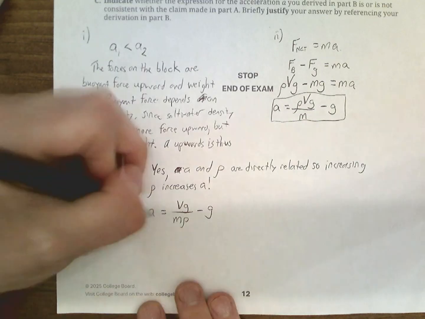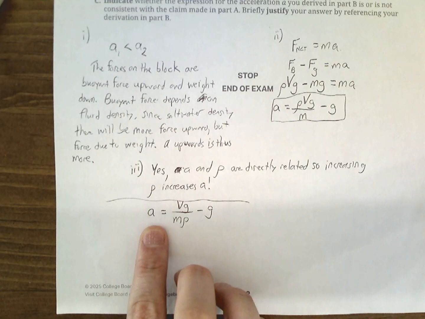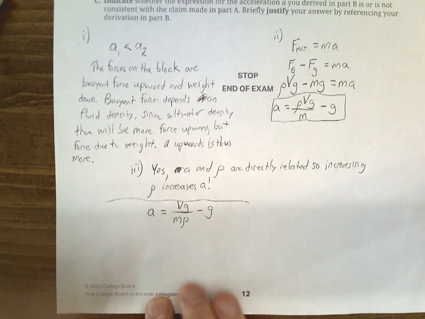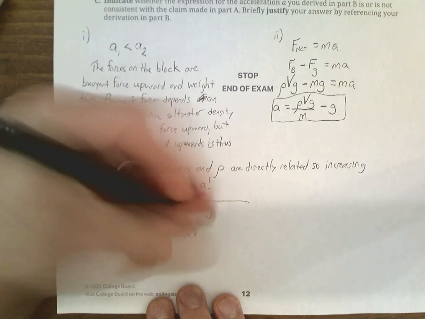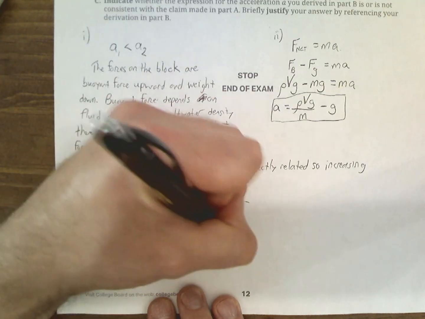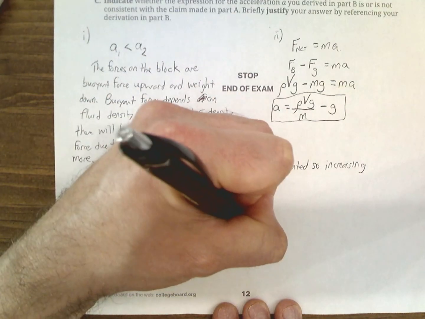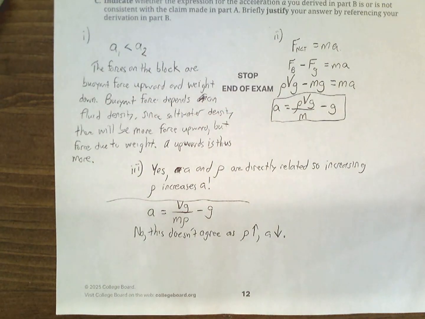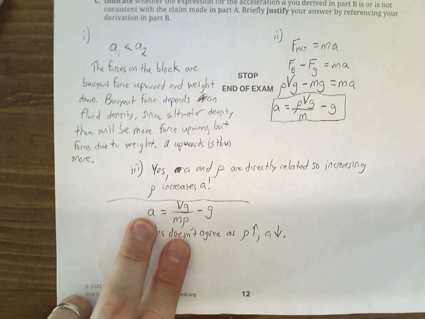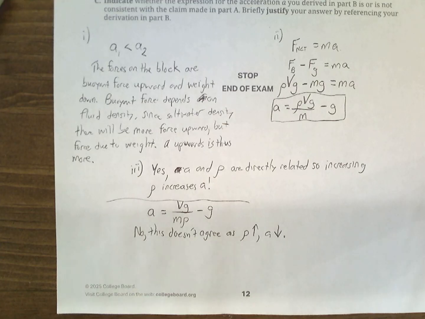It does not agree. So if you got part B wrong and you wrote something like this, stick with your guns. Say, no, this doesn't agree. As rho goes up, A goes down. And then they see that you interpret what an equation like this looks like, and that you still get the benefit of the doubt for part three. So there you go. That's the entire AP Physics 1 FRQ.